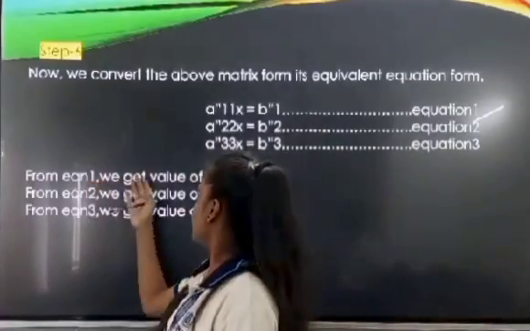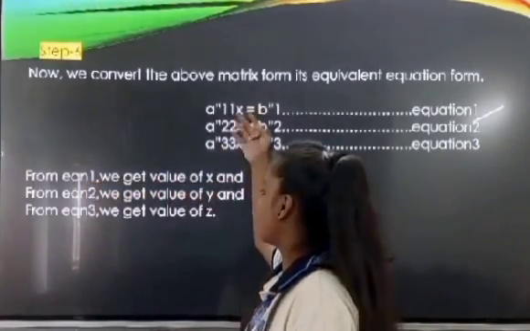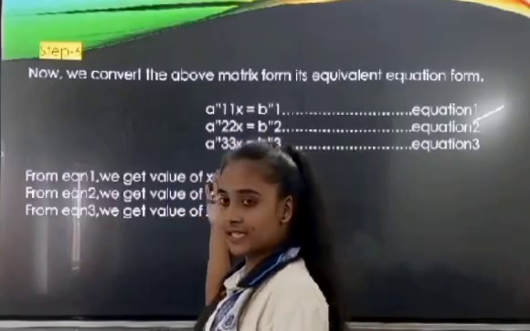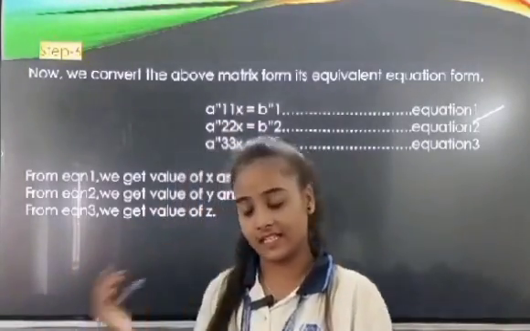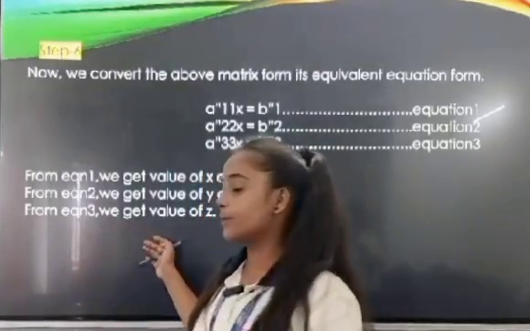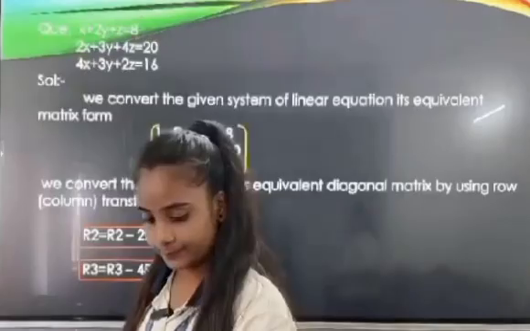From equation 1 we get the value of x, from equation 2 we get the value of y, and from equation 3 we get the value of z. By solving this system of linear equations, we get the values of x, y and z. Now let's understand this with the help of an example.